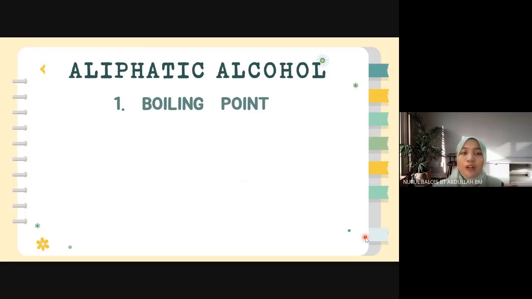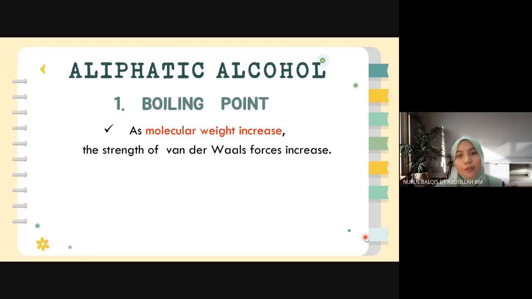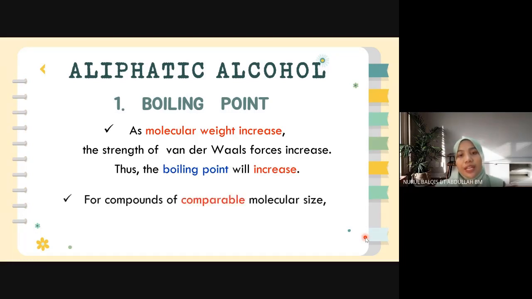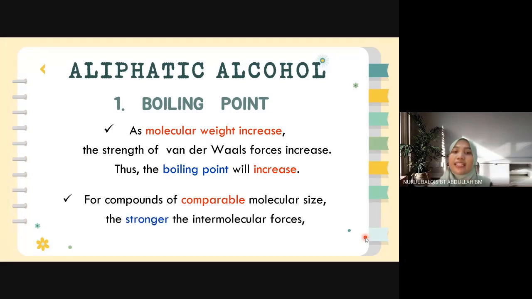So aliphatic alcohol ni yang open chain ataupun cyclic structure, the boiling point dia akan tengok molecular weight. Okay, molecular weight sama juga macam alkene. Bila molecular weight tinggi, strength of van der Waals forces pun bertambah. And then boiling point pun will increase. Okay, lepas tu kalau compound of comparable molecular size yang sama cuma ada branching, stronger intermolecular forces dan higher boiling point. Oh, also bear in mind, alcohol juga can form hydrogen bond. Okay, boleh buat hydrogen bond juga.